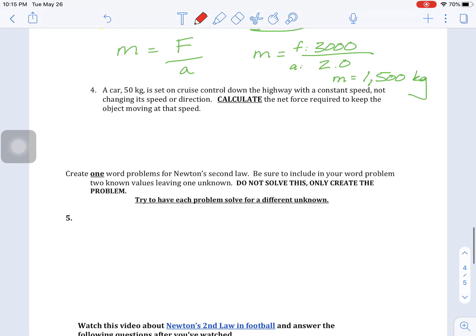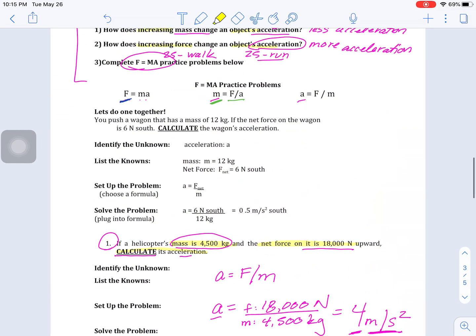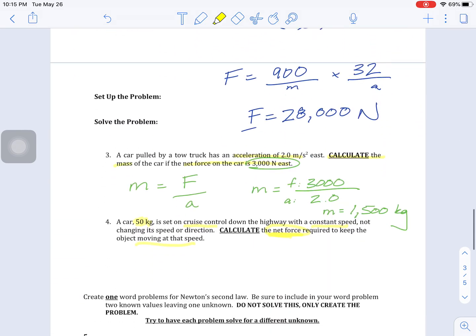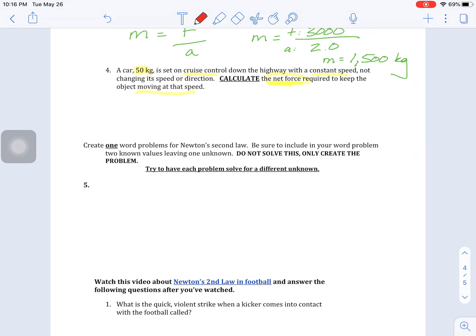Here, number 4, I've got a car that is 50 kilograms set on cruise control going down the highway with a constant speed, not changing the speed or direction. Calculate the net force required to keep the object moving at that speed. So I need to solve for net force. Again, going back to my problems up here, I'm solving for force. So I need the force equals mass times acceleration.